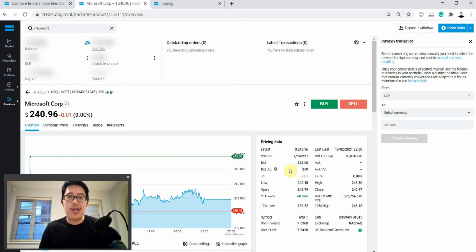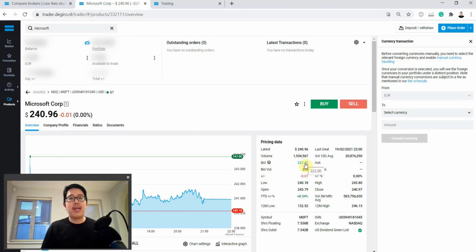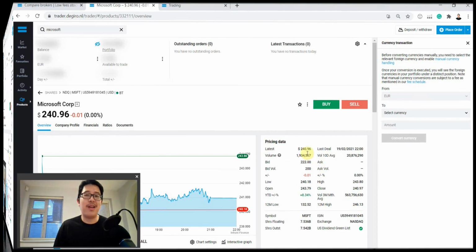The next question, what is the difference between bid and ask? Bid is basically the maximum amount the buyer is willing to pay to buy a financial instrument. Ask is basically the lowest or minimum amount that the seller is willing to accept to sell that financial instrument. So that's just the difference between bid and ask.